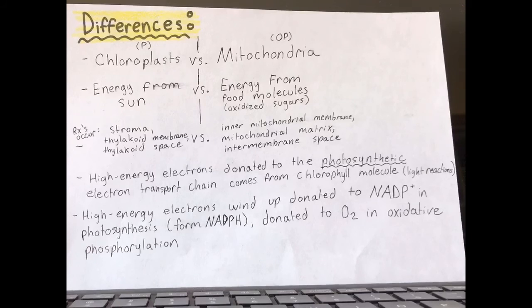High energy electrons donated to the photosynthetic electron transport chain come from chlorophyll molecules, and high energy electrons also wind up being donated to NADP+ in photosynthesis, which ultimately forms NADPH. In oxidative phosphorylation, these high energy electrons are donated to O2 instead of NADP+.